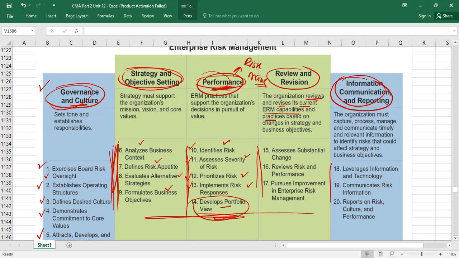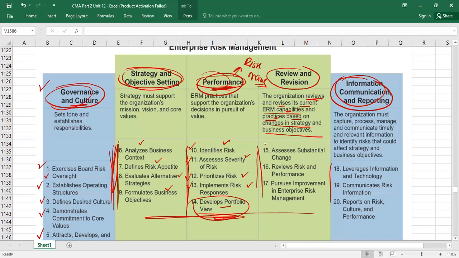This is what is called capabilities and practice. You have to review and revise based on changes in strategy and business objectives. Sometimes your plans are changing, your objectives are changing. Based on that, you need to review your current ERM and check, do we need new capabilities and new practices to manage those risks or not? That is what is called review and revision.